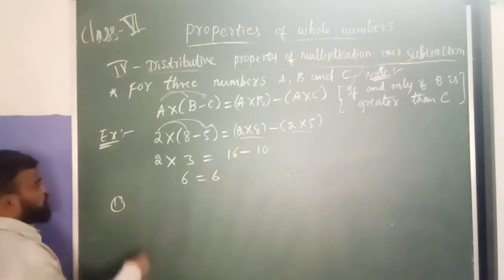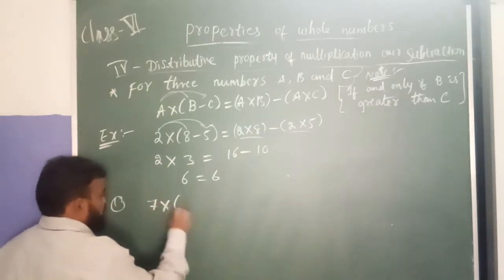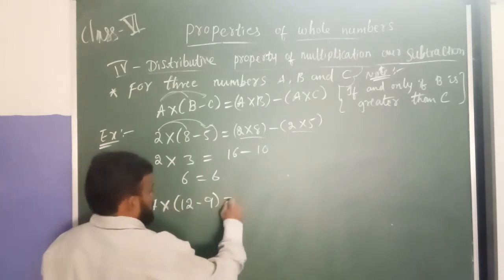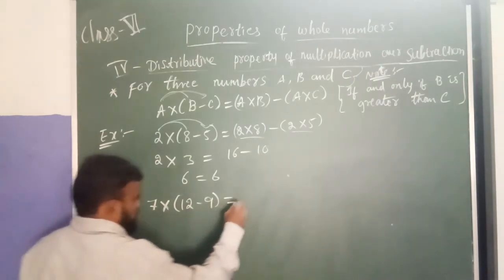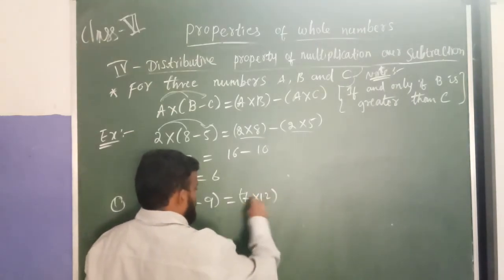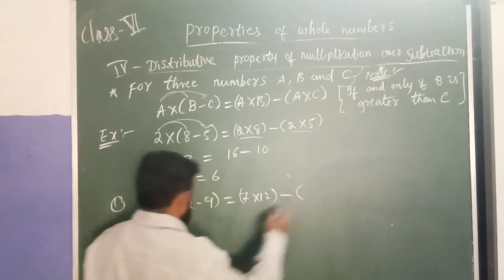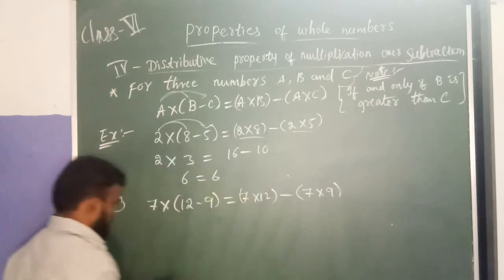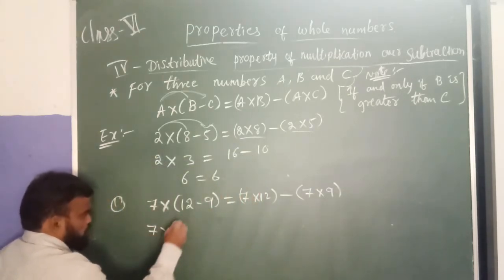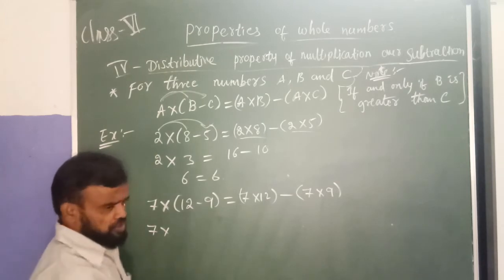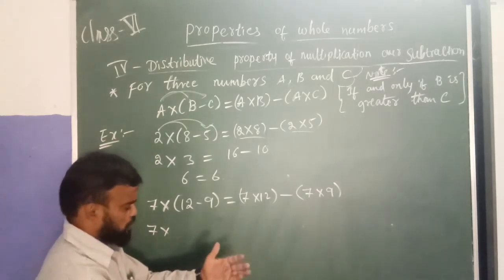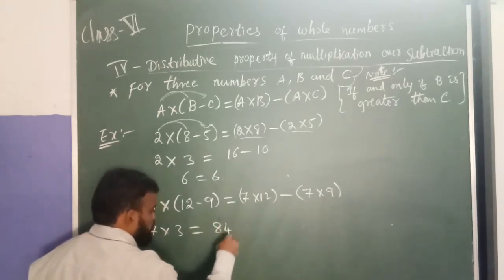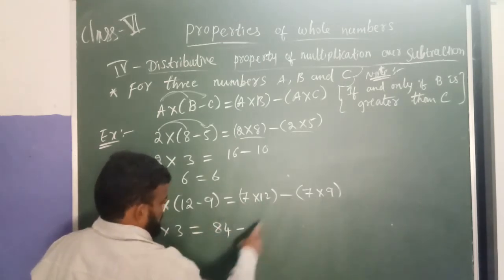Right? So 7 into (12 minus 9). Now this into this multiply: 7 into 12 minus 7 into 9, again 7 into 9. Now the solution. 7 into (12 minus 9), how much? 9 after counting 10, 11, 12, that is 3. It is equal to 12 sevens are 84, minus 7 nines are 63.